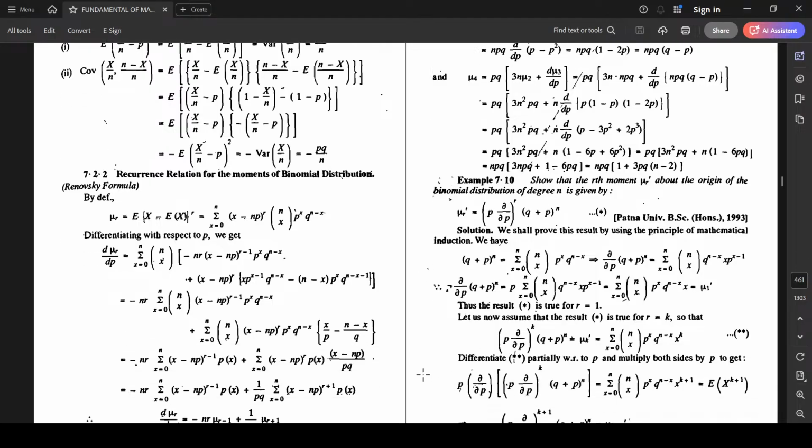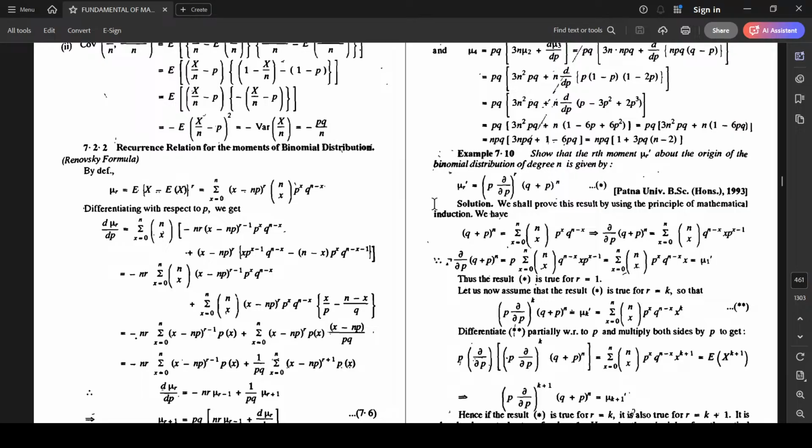Example number 7.10. Show that the rth moment about origin of binomial distribution of degree n is given as follows. Okay, this is the given formula. We have to prove it by the principle of mathematical induction.